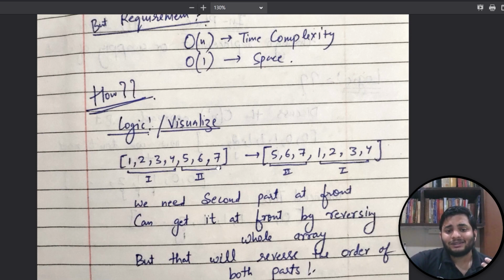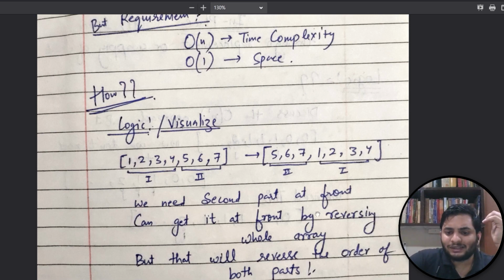But while reversing, its order will get reversed, right? If I reverse it, I will get 7 6 5, and for this one I will get 4 3 2 1. But our requirement is 1 2 3 4 and 5 6 7. So I need to reverse these individual parts also. First reverse the array, then reverse each individual part. I hope you got the logic.